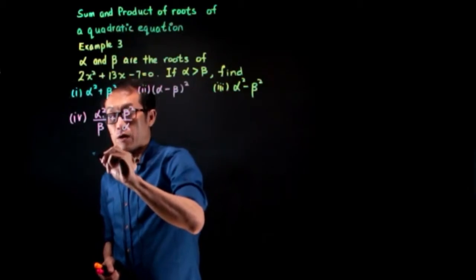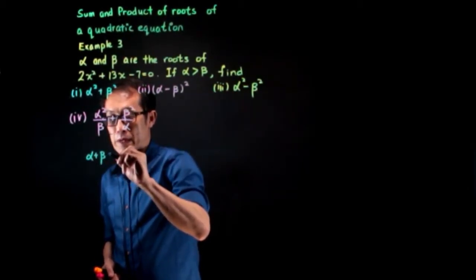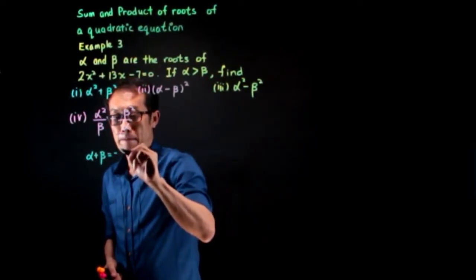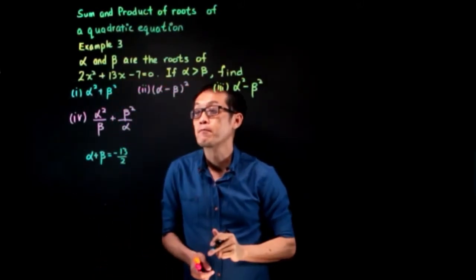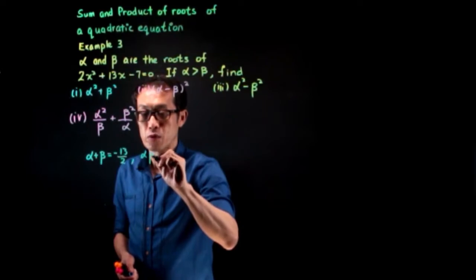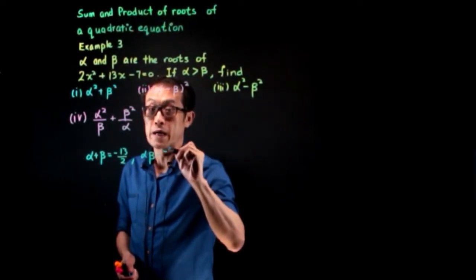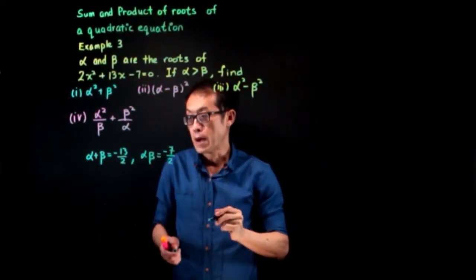Before that, let's write out what is alpha plus beta. Alpha plus beta is equal to minus 13 over 2. And alpha beta, that is the product of roots, is minus 7 over 2. Now, part 1.